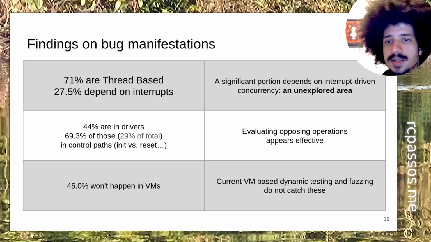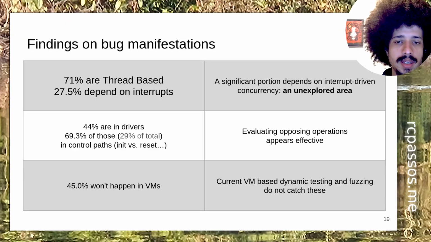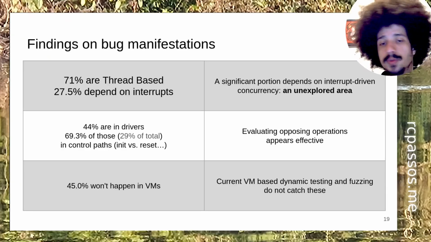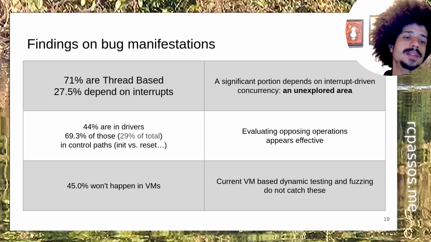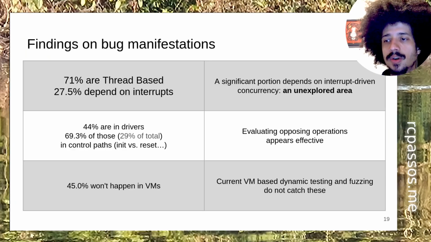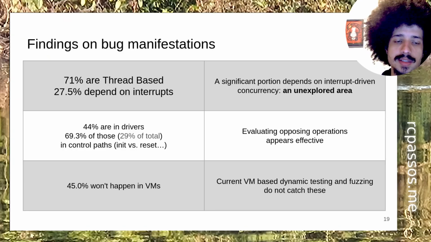45% of the bugs won't happen in VMs. From this, they take that, well, we need to improve our techniques, either analyzing these bugs in hardware or improving how fuzzing technologies work, or how our current VM techniques work.